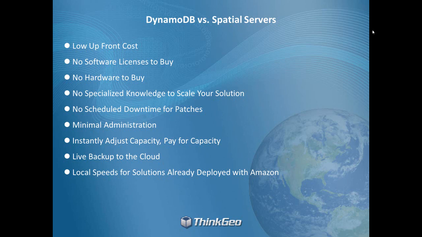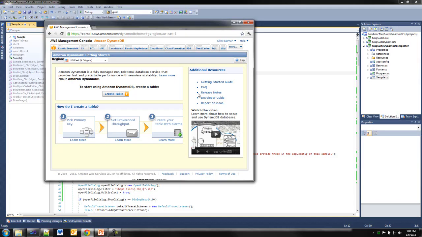You can do live backups to the cloud. I mean, your data is already in the cloud, so it's relatively easy to back that data up and to move it off into other places. And if your stuff is already deployed in Amazon, let's say in EC2, then as long as you're in the same data center, you get local speeds to that data, and so that can be a big advantage. So there's lots of things that make DynamoDB really interesting compared to a lot of spatial servers.